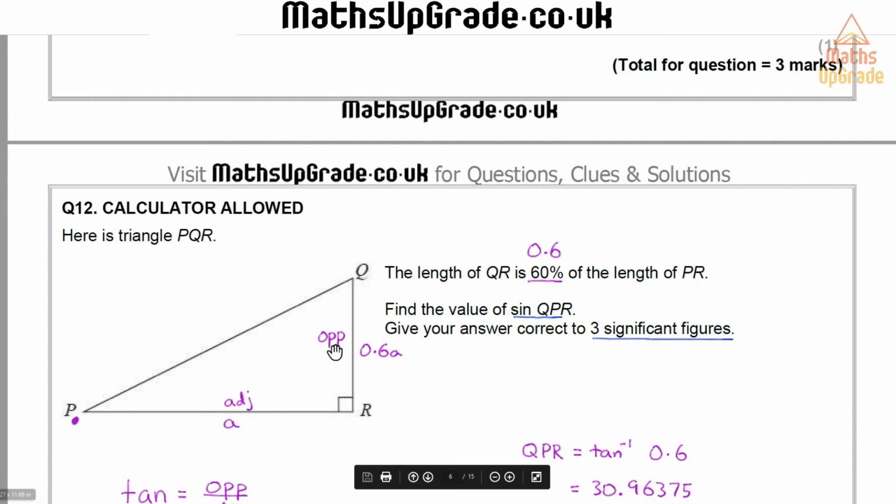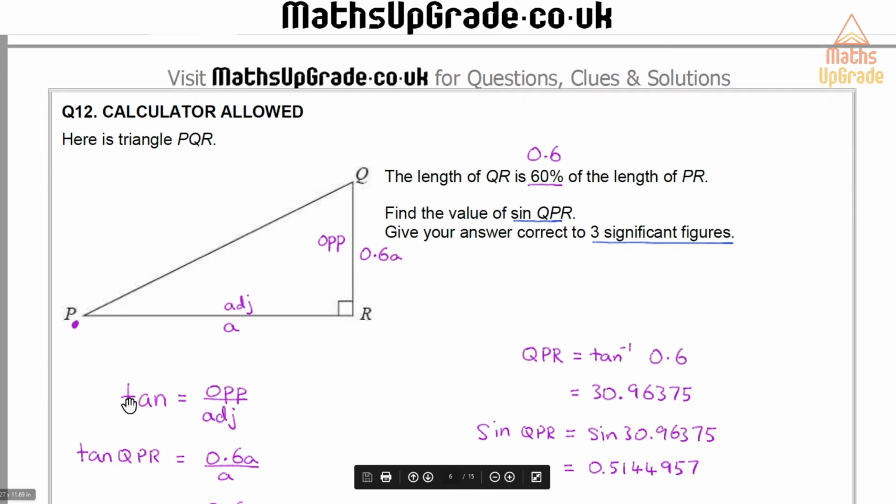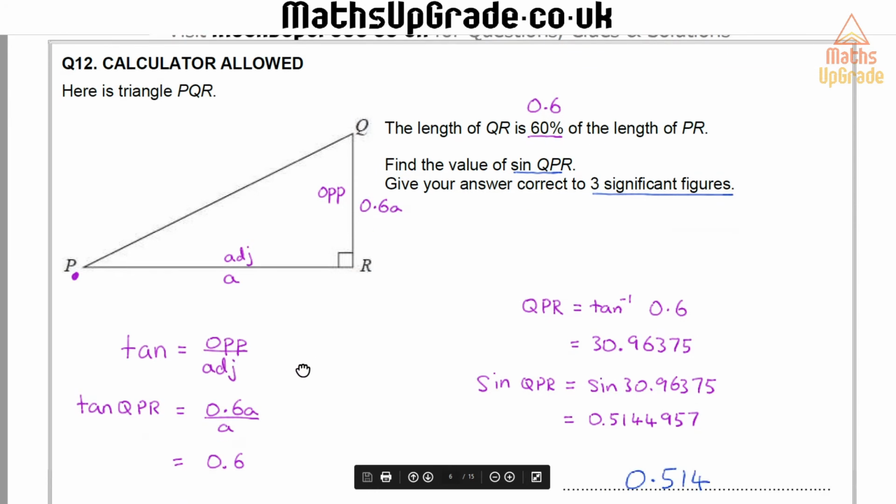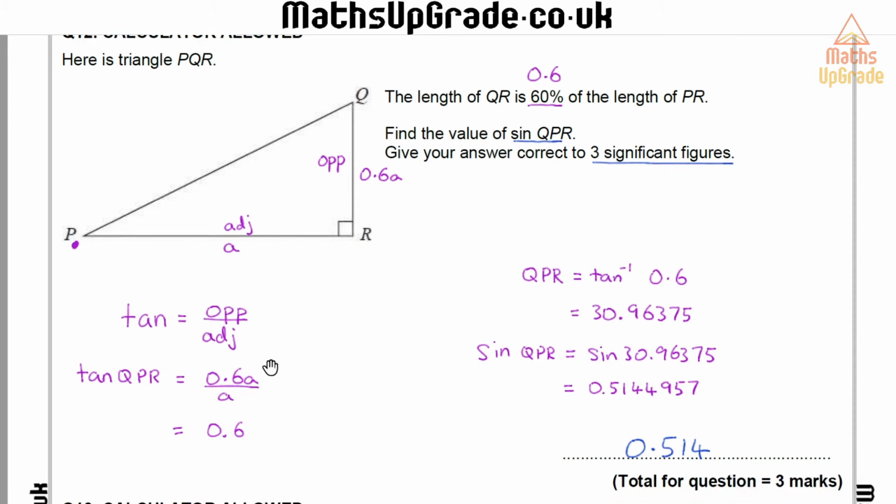Now, how are the opposite and adjacent related? Well, they're related through the tan ratio. So tan equals opposite divided by adjacent. Since they're related using this 0.6, I can substitute into this equation here. Tan of QPR, so tan of the angle, is 0.6A divided by A. And of course the A just cancels, so that's tan QPR equals 0.6.